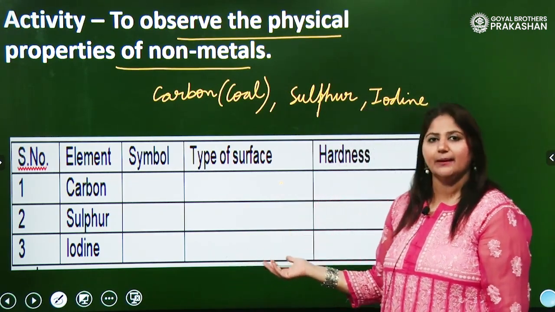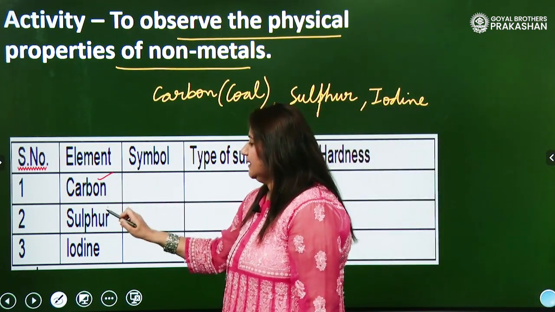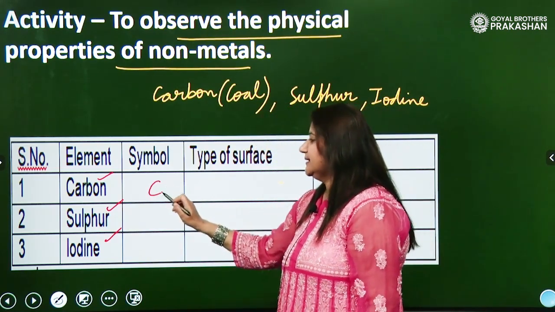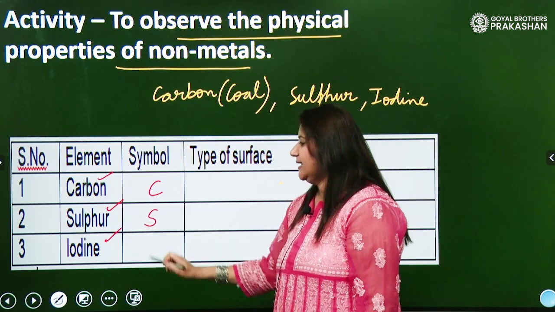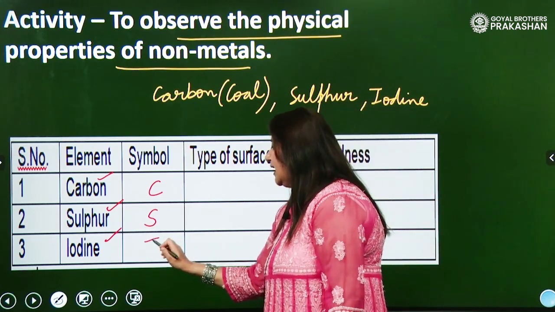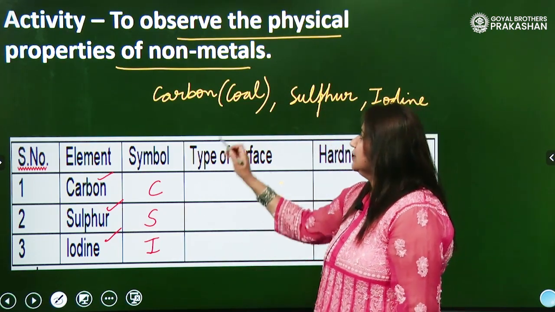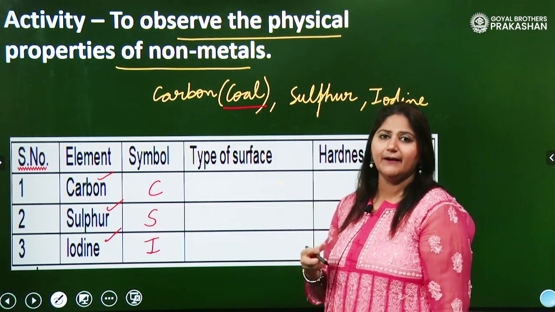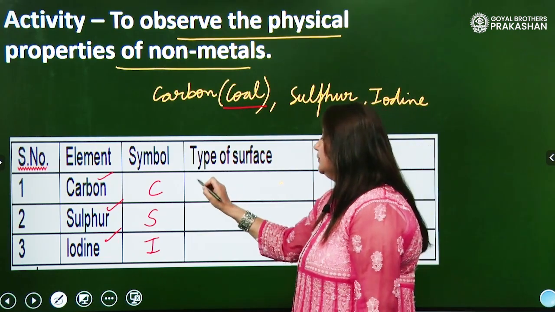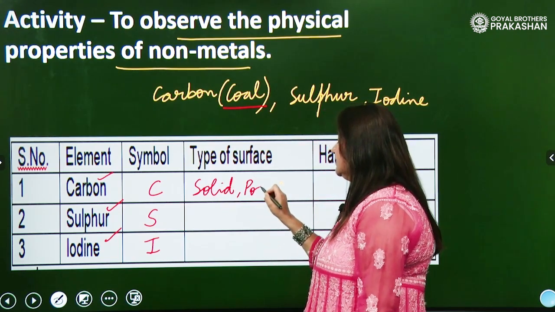When we observe these activities, we will find the following observations. Let's write them in tabular form. So children, first of all, we have the elements carbon, sulfur and iodine. What are the symbols? Carbon has symbol C, sulfur has symbol S, and what is the symbol of iodine? Children, the symbol of iodine is I. Now what about the type of surface? When you touch the surface of coal, you will find that it has a porous structure, right? Though it is a solid, it has a porous, coarse structure.